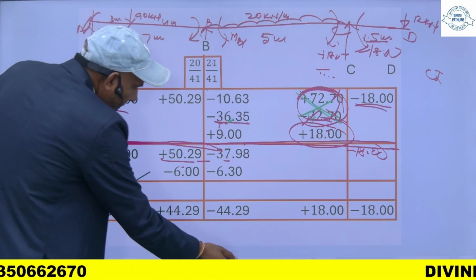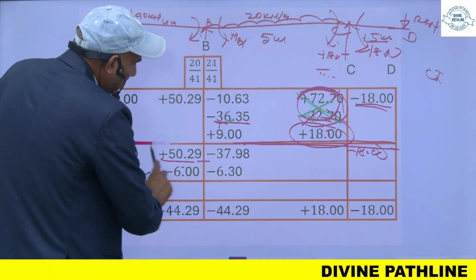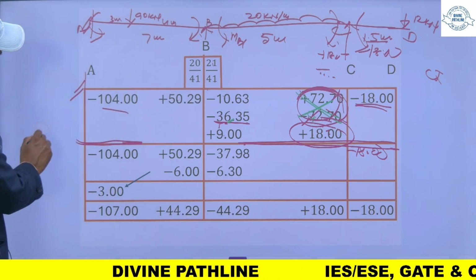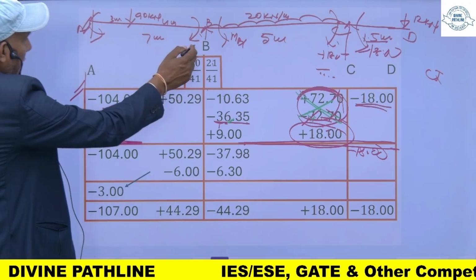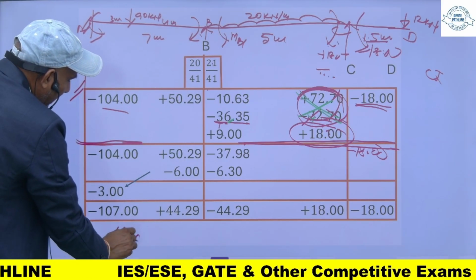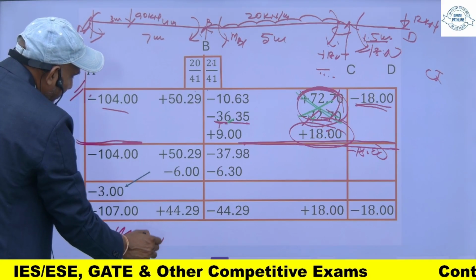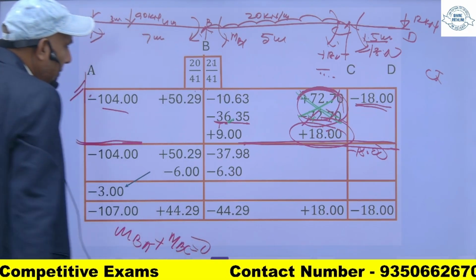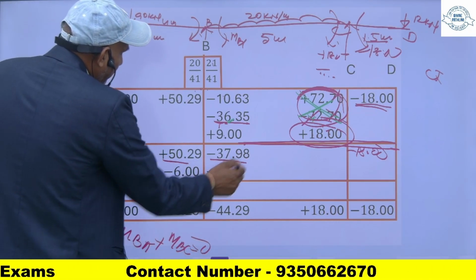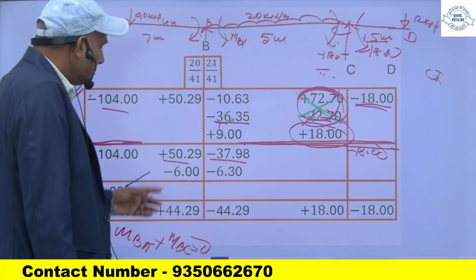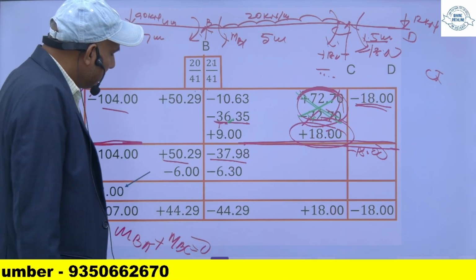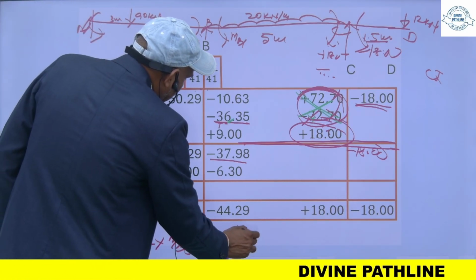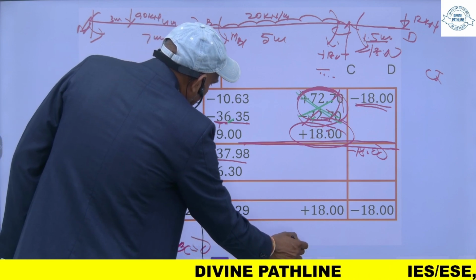Again, if you see at B point, for equilibrium of this joint B, the sum of MBA plus MBC should be equal to 0. But it is not equal to 0. Both should be equal and opposite. So the sum of this is not equal to 0. It is plus 50.29 and it is minus 37.98.